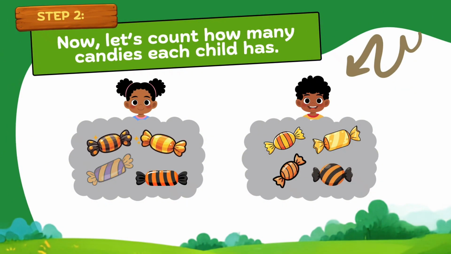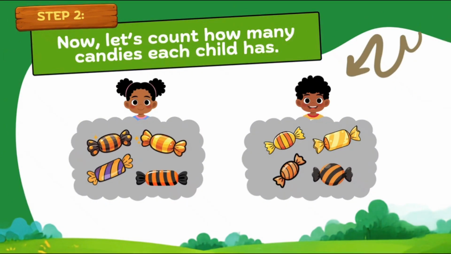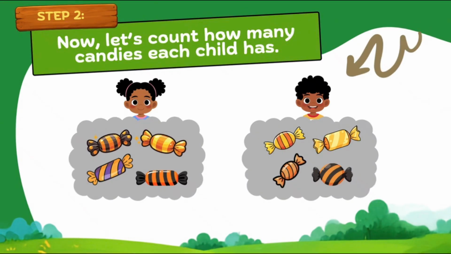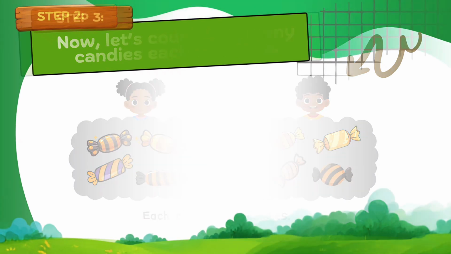Step 2. Now let's count how many candies each child has. 1, 2, 3, 4 for the girl. 1, 2, 3, 4 for the boy. Each child has 4 candies.